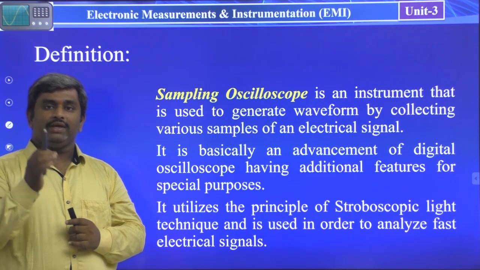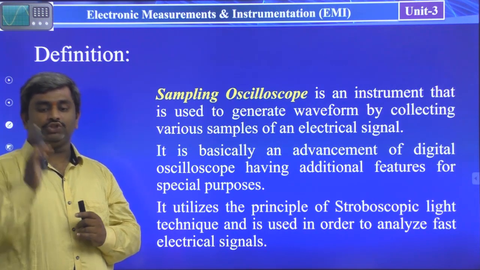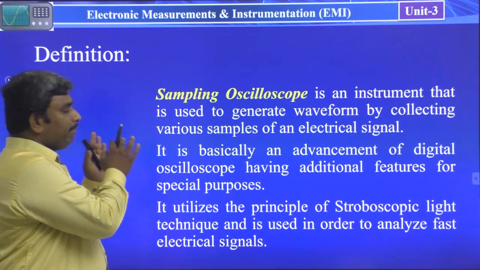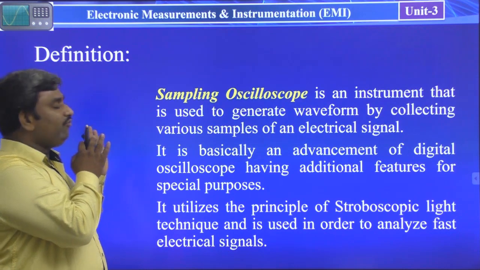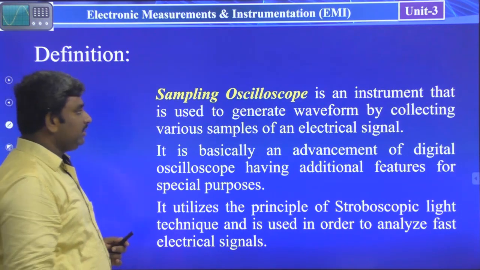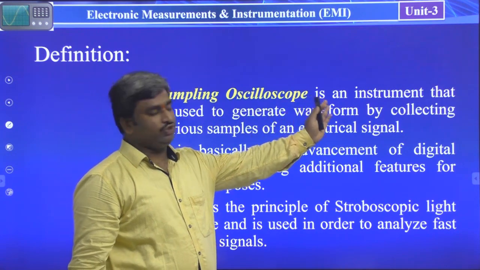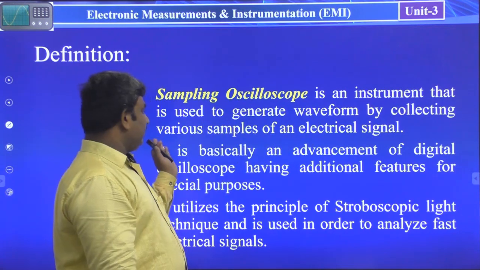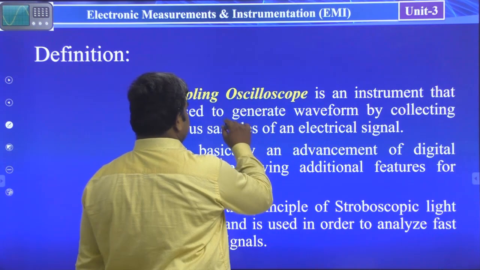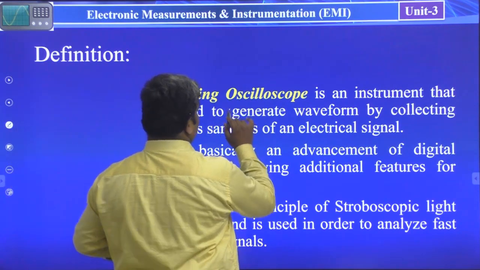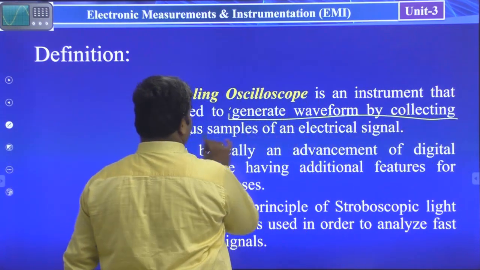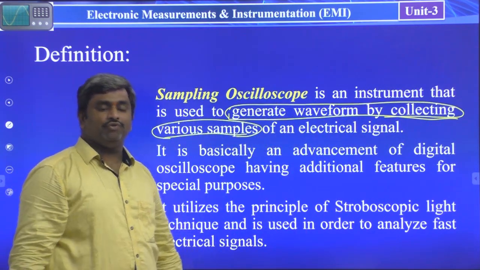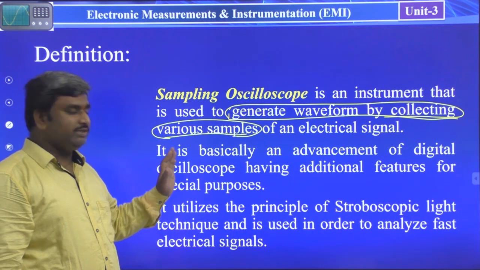A sampling oscilloscope is an instrument that is used to generate a waveform by collecting the various samples of electrical signals. So see here, this is very important. The sampling oscilloscope displays various samples of the given signal.